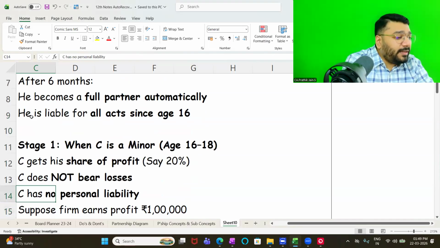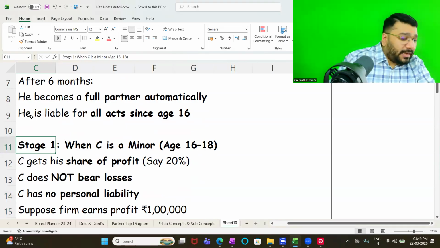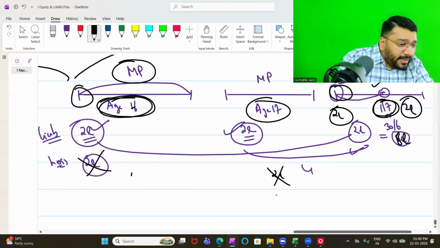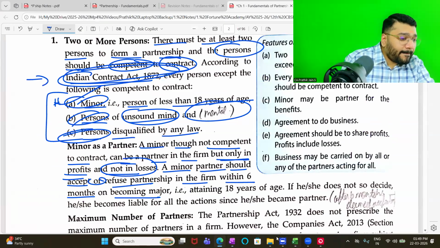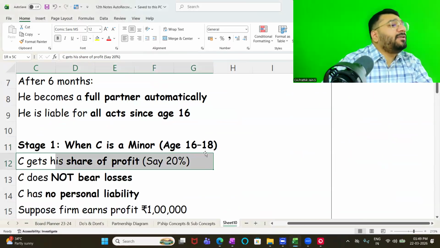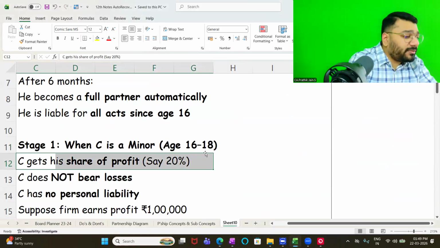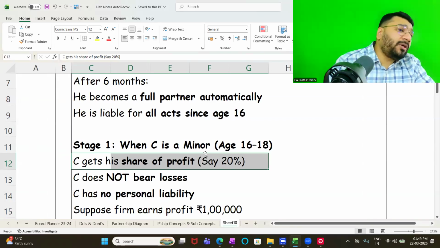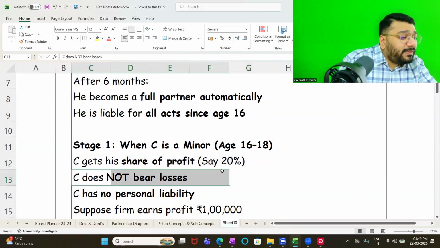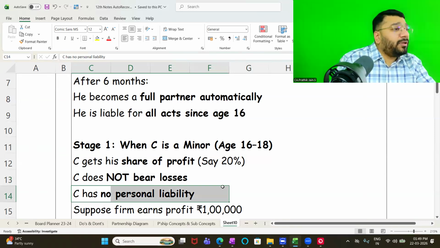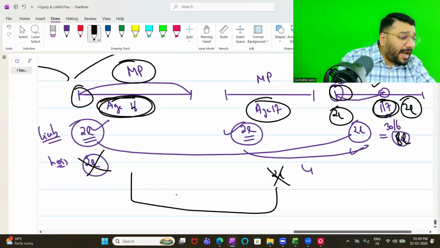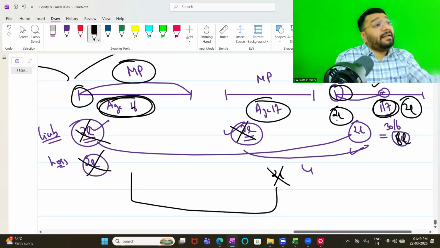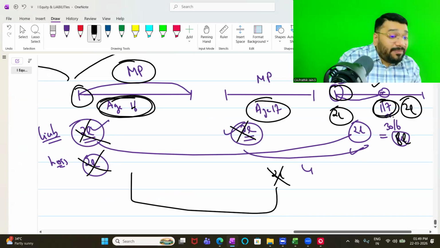Okay. Stage 1. When C is a minor, that is during this period, C gets his share of profit. Imagine Supreet's share of profit is 20%. During his minority age, in the first 2 years, will he bear any loss? No. C, that is Supreet, will not bear any loss. C has no personal liability. For this, there is no personal liability. At this stage, 2 lakh liability is not there. That entire 8 lakh liability comes when he becomes major.